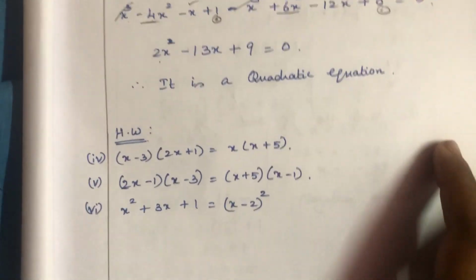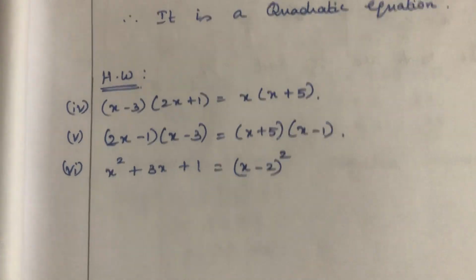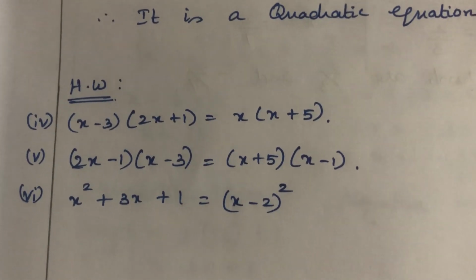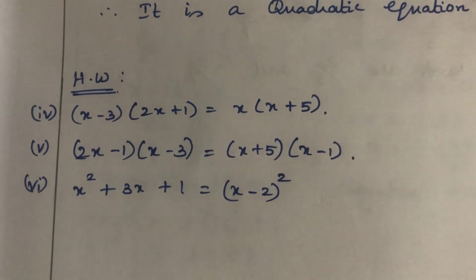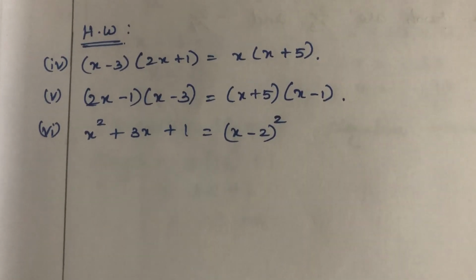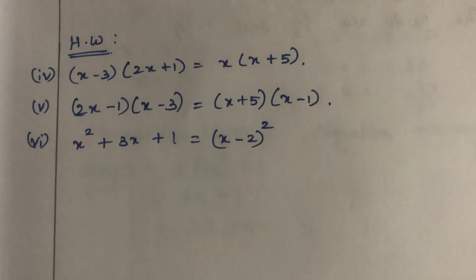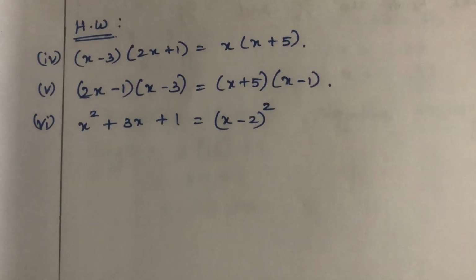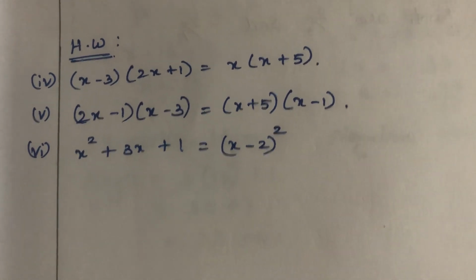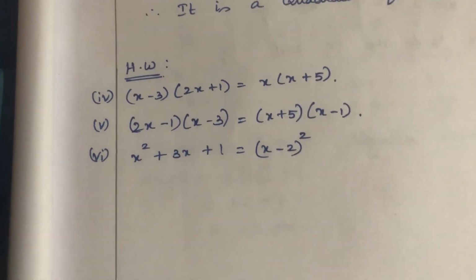I am giving few sums as homework. Please students try to do the homeworks then and there itself. Fourth sum, x minus 3 into 2x plus 1 equal to x into x plus 5. Fifth sum, 2x minus 1 into x minus 3 equal to x plus 5 into x minus 1. Next sum, x square plus 3x plus 1 equal to x minus 2 the whole square. Please try to do the homework.